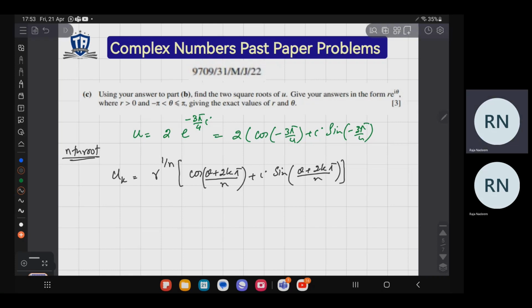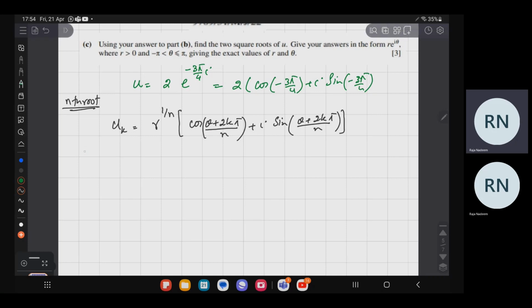n stands for the root value, like square root. So you take n equal to 2. If it is a cube root, you replace n with the value of 3. If it is a fourth root, then replace n with the value of 4. As we are finding the square root, we replace n with 2.